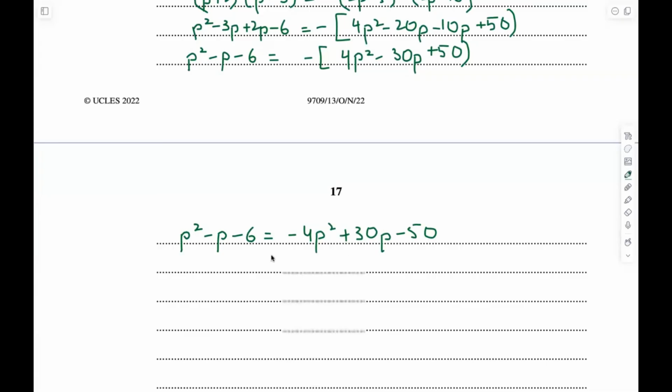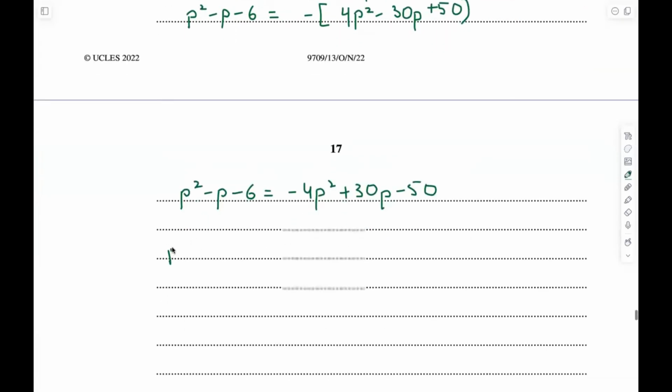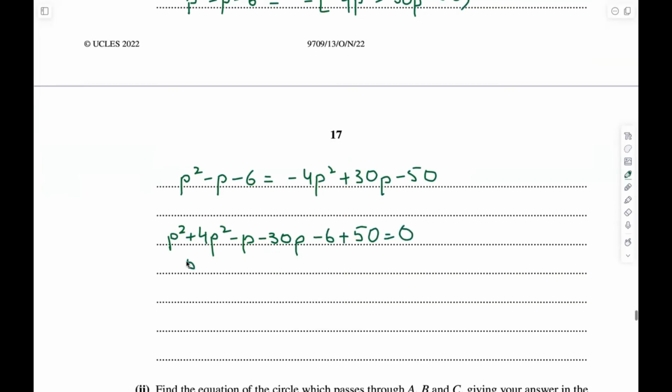Now taking the terms on the right hand side to the left hand side, we'll get p squared plus 4p squared, minus p, and plus 30 will become a minus 30p, and this is minus 6, and minus 50 will become a plus 50 equal to 0. Simplifying, we'll get 5p squared minus 31p, minus 6 plus 50 is plus 44, equal to 0.